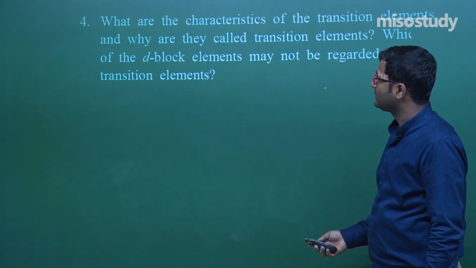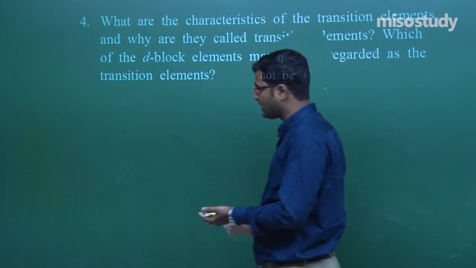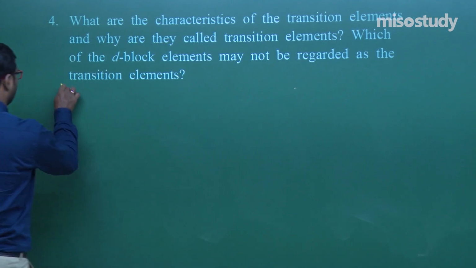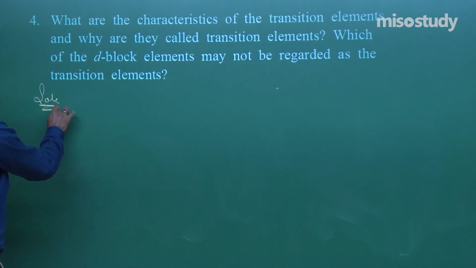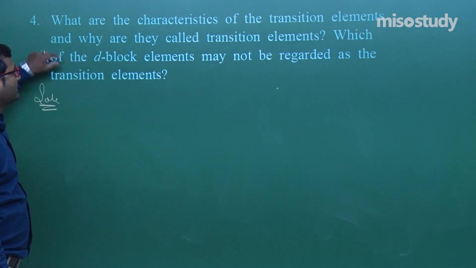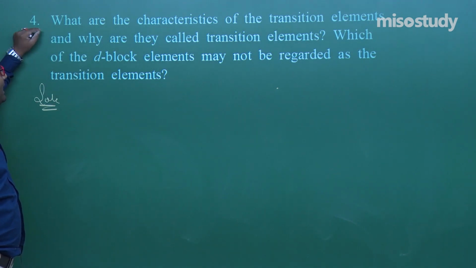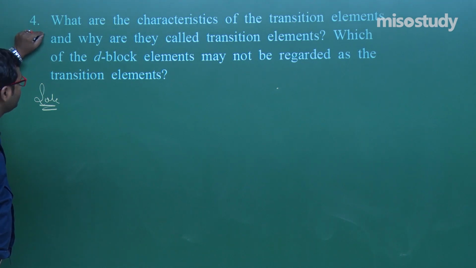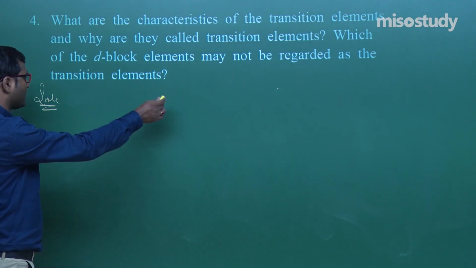The next question is question number 4. Read the question carefully, what is given here. What are the characteristics of transition elements? What are the characteristics of transition elements and why are they called transition elements? Which of the d block elements may not be regarded as transition elements? This is a very easy question.